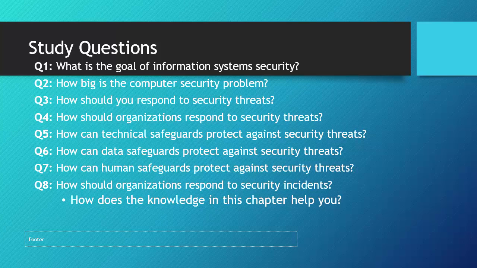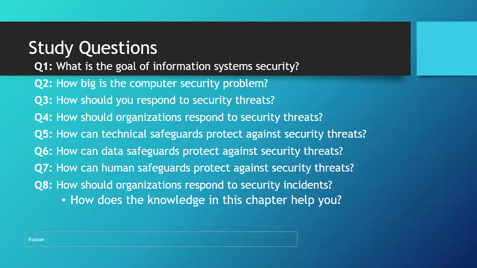As we go through this chapter, we're going to try and answer the following questions. What is the goal of information security? How big is the computer security problem? How should you respond to security threats from a manager's perspective? How should the organization respond to those threats? What are some technical safeguards that you can use to protect yourself against those threats? What are some data safeguards? And also some human safeguards to protect against those threats. And then, how do you respond to a security incident?